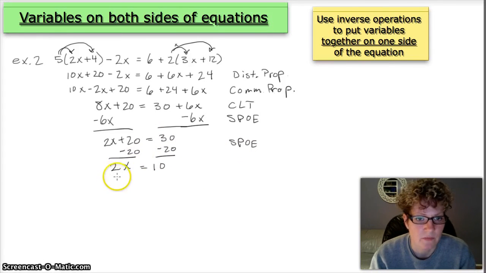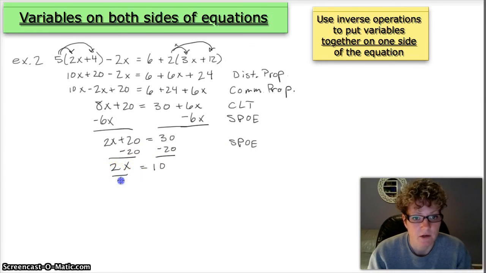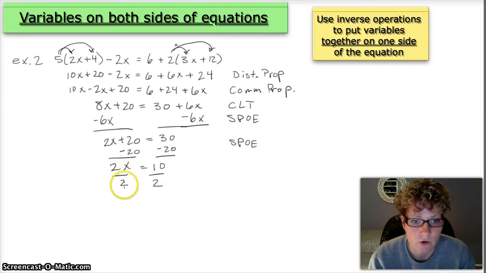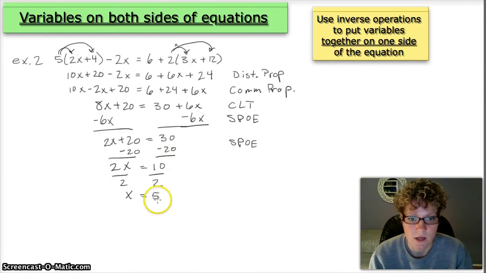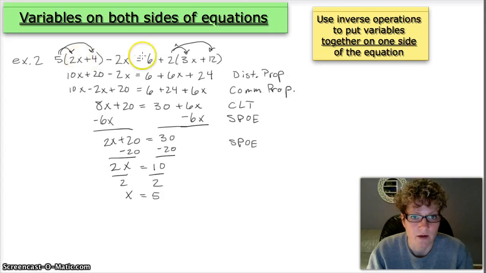So I used ESPO. Now to solve for x, I'm going to divide by 2, just like our first example. So I have 2 over 2, which is 1. So I'm left with 1x, and that was my goal, to isolate. So I have 10 divided by 2, which is 5. So that should be our solution. Now in order to check this, I would plug 5 in for x in my given equation.